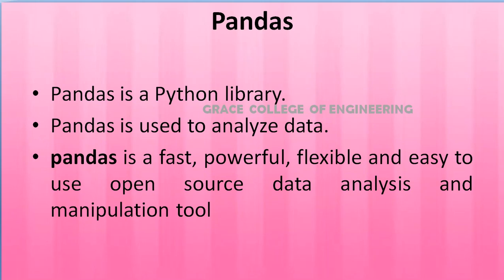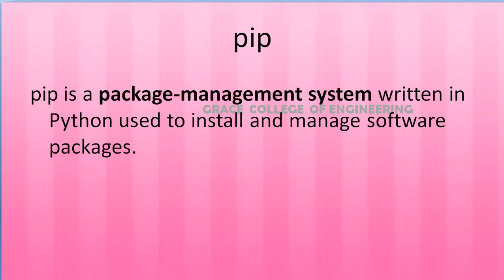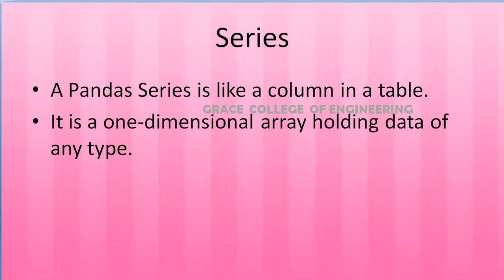Inside Pandas, we will use one operation, that is pip. Pip is a package management system written in Python used to install and manage software packages. And one more thing, that is a Series. A Pandas Series is like a column in a table. Likewise, it will give the output. It is a one-dimensional array holding data of any type.